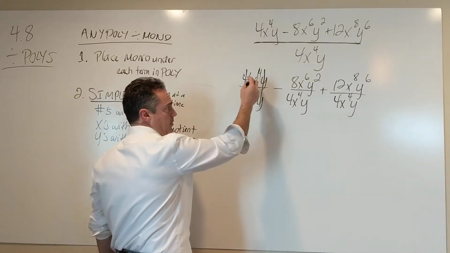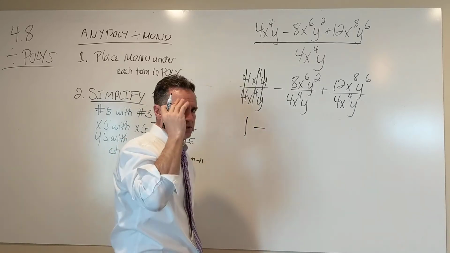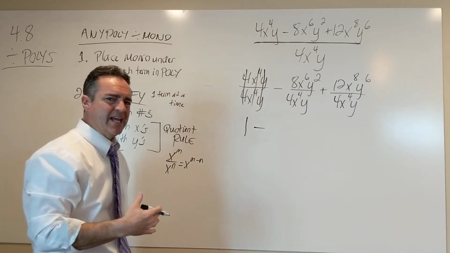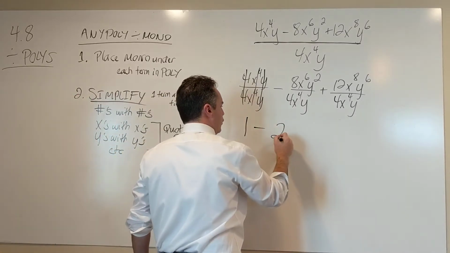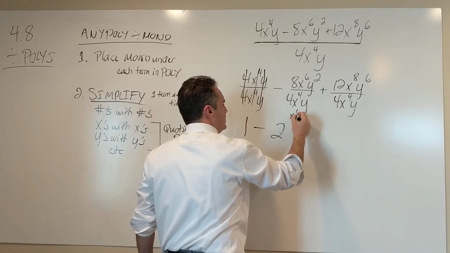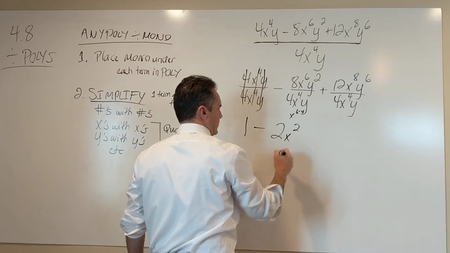Okay, I want to also bring up another concept with you. Okay, minus. Brother, we're just thinking too hard. Okay, 8 divided by 4. Numbers with numbers. 8 divided by 4 is 2. X to the 6th over x to the 4th is going to be x to the 6 minus 4, which is x to the 2nd.